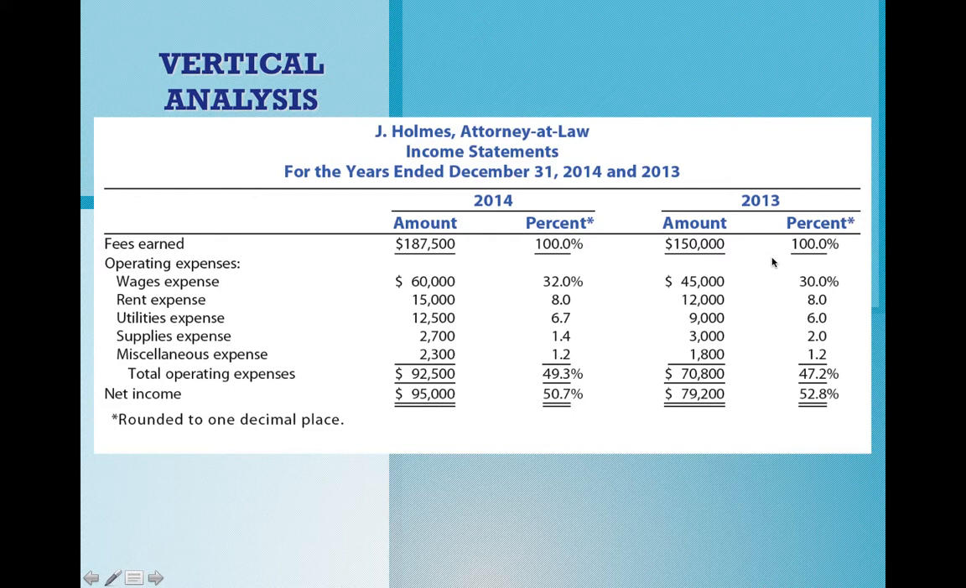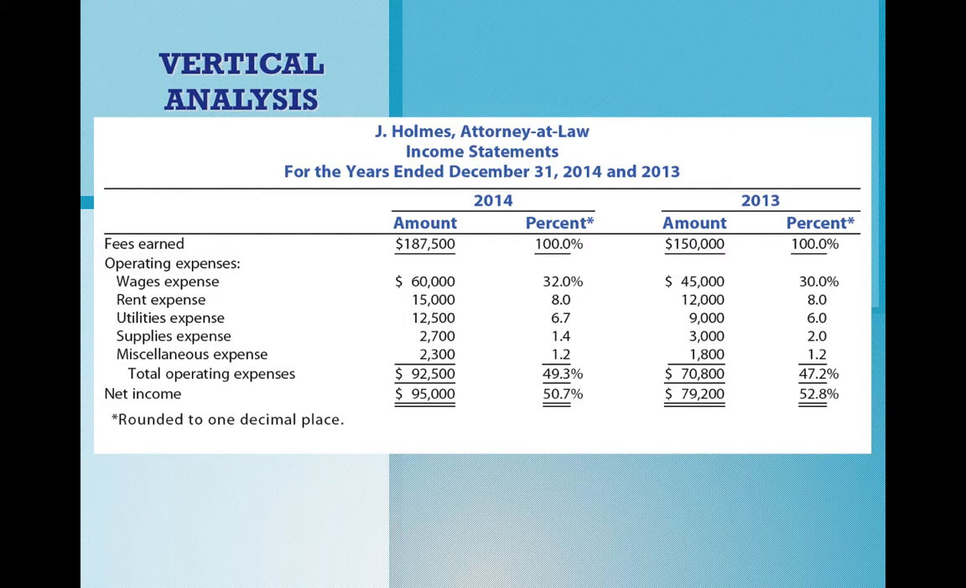So why did that go up? Did we give our people a raise, or what caused that to happen? Same with utilities expense. It was 6% of revenues, now it's 6.7%. What made that go up? Those are the kind of questions you can ask that you wouldn't have figured out if you just looked at the numbers by themselves.